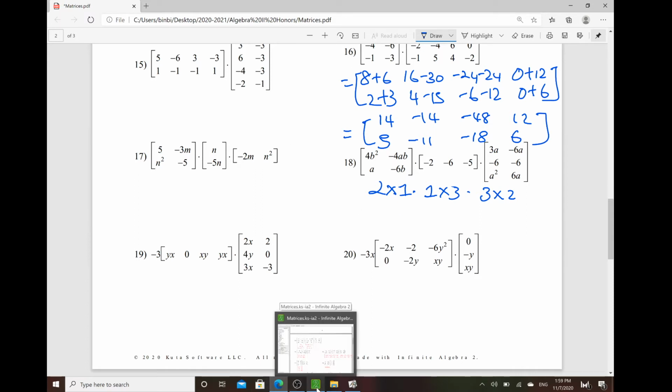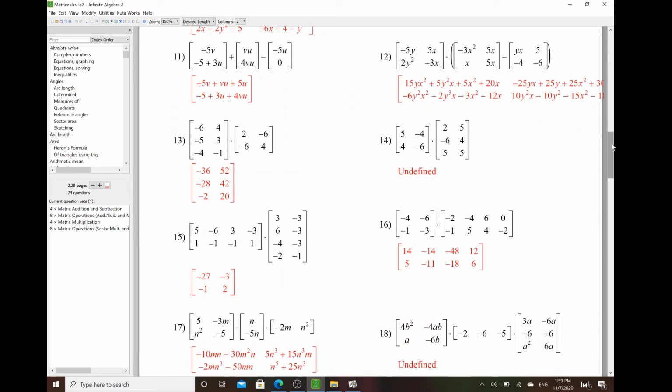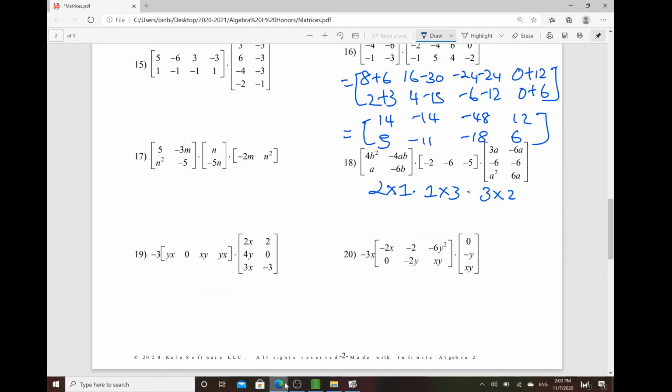Let me just check one thing real quick. For number 18, this one is showing that it's not multiplicable. It's undefined. Yes, we're still going from left to right. The reason this one is not multiplicable is that this one is 2 by 2, not 2 by 1. So the numbers here in the middle don't match, and since they don't match, we cannot multiply these matrices. So it's undefined.